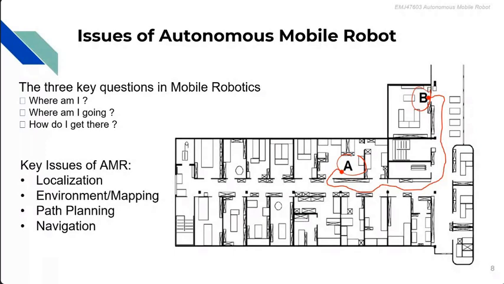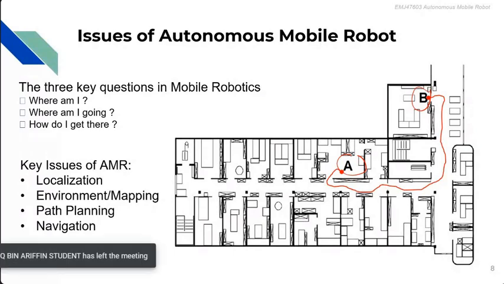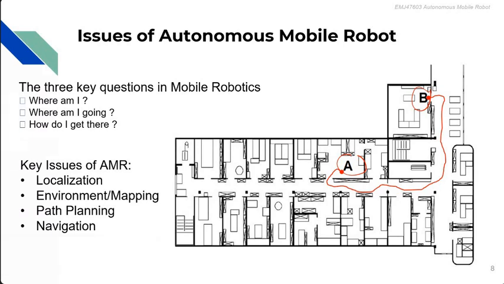Second one is environment and mapping. You want to know what the environment is, right? Where are the obstacles? How far is the distance? How does the environment look like, and so on. If you don't know this, you will not be able to plan the path later on, right? So that's why environment and mapping is important.